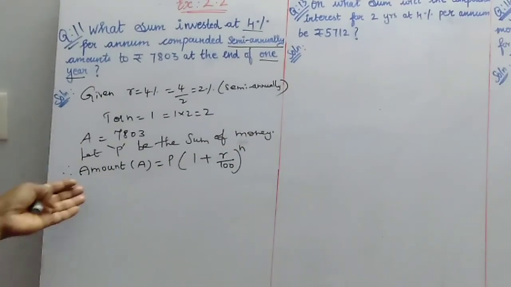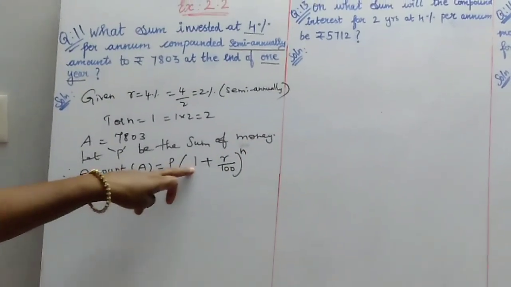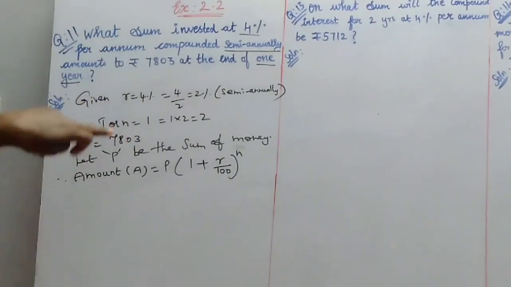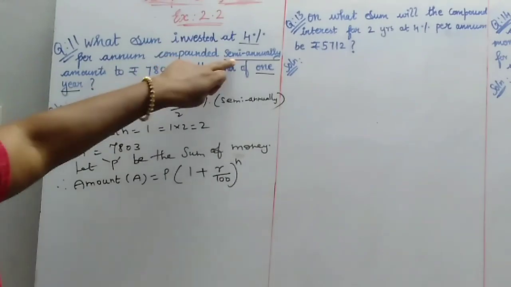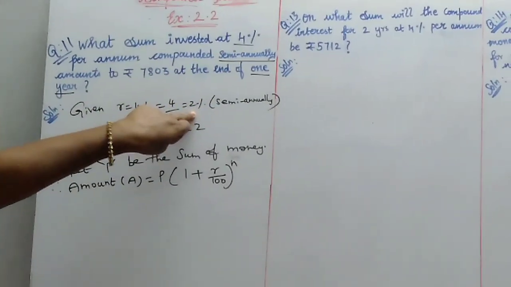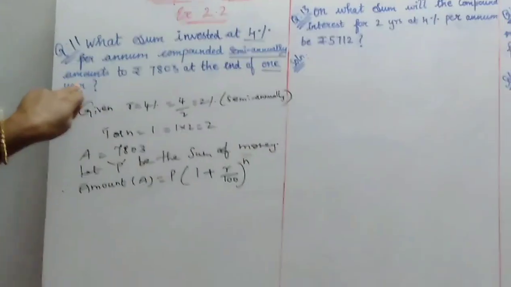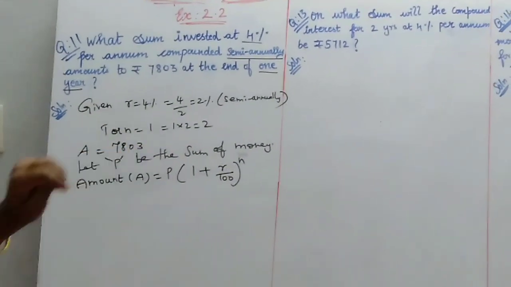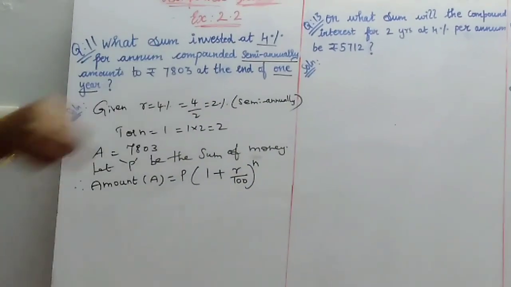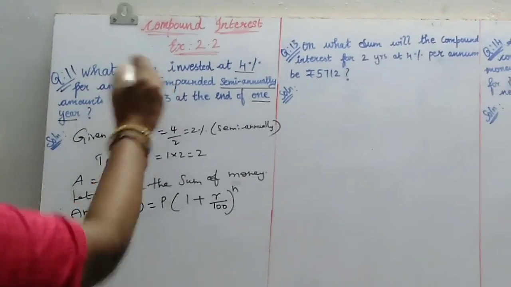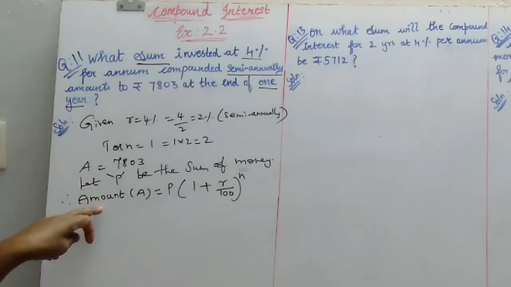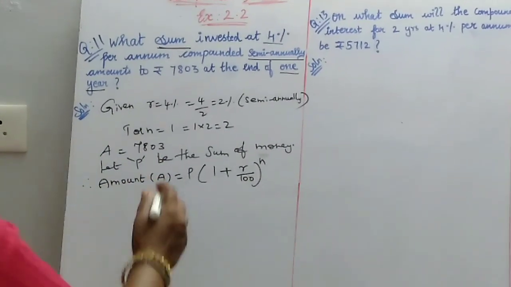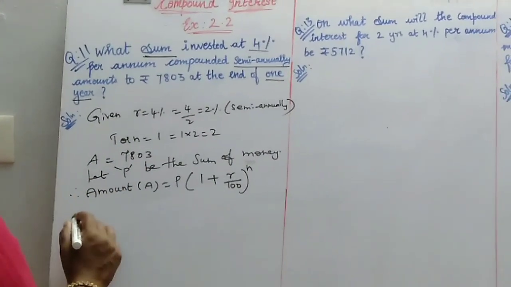You are familiar with this formula, that is amount equal to P into 1 plus R by 100 to the whole power n. Since it is compounded semi-annually, R becomes 2%, and the time period 1 year is 2 half years, which is 2. The amount is 7,803, it is given. So the sum here is the principal we need to find, right? So by using the amount formula, we are going to find the principal.